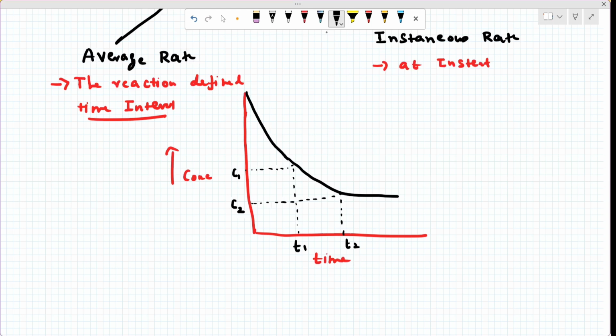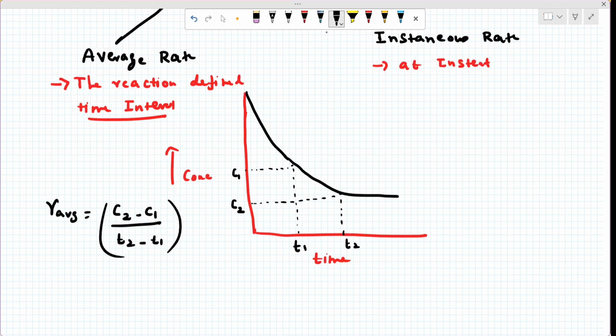Now I am going to measure the rate between the time interval T1 and T2. That is called average rate. You got the point? Therefore, the average rate is equal to the change in concentration, C2 minus C1, by T2 minus T1. Yes or no? That is called average rate. During this time interval, T2 and T1, I am going to measure the rate of reaction. That's average rate.